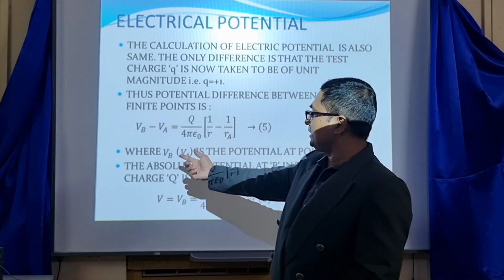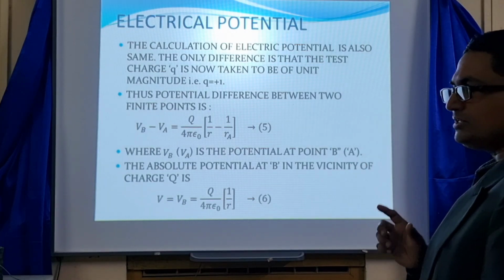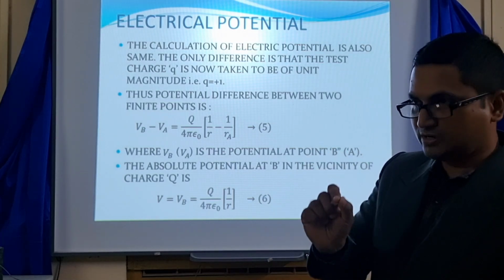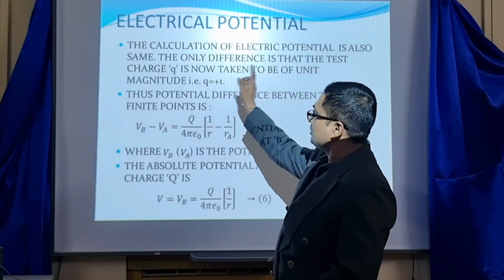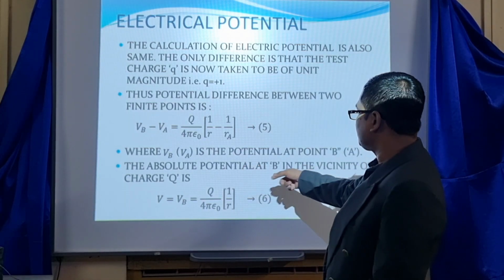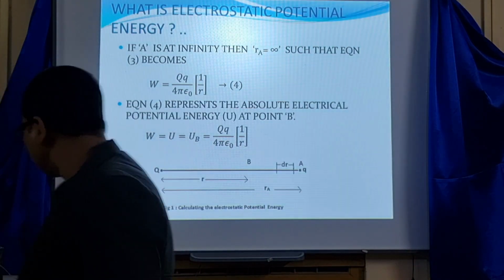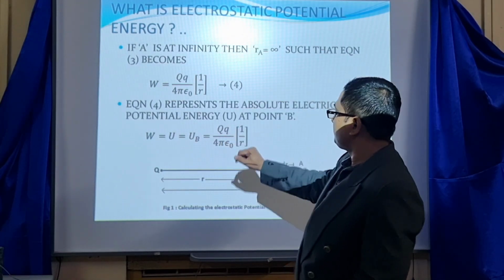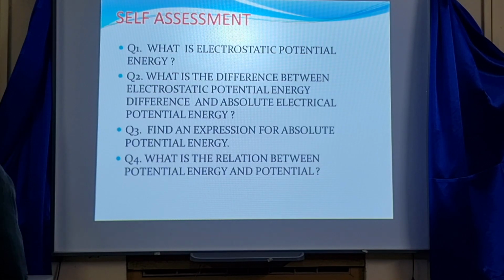As we see, this VB is representing the potential at point B, and VA is representing the potential at point A. So all the difference between potential energy and potential is that we multiply the potential with the source, then we get back the potential energy. If you put that particular source equal to +1, then the potential energy becomes the potential. Similarly, the absolute potential will be this. Just put small q equal to +1 again in that expression 4, and in that sense, this U will become V equal to VB, and it's the absolute potential.